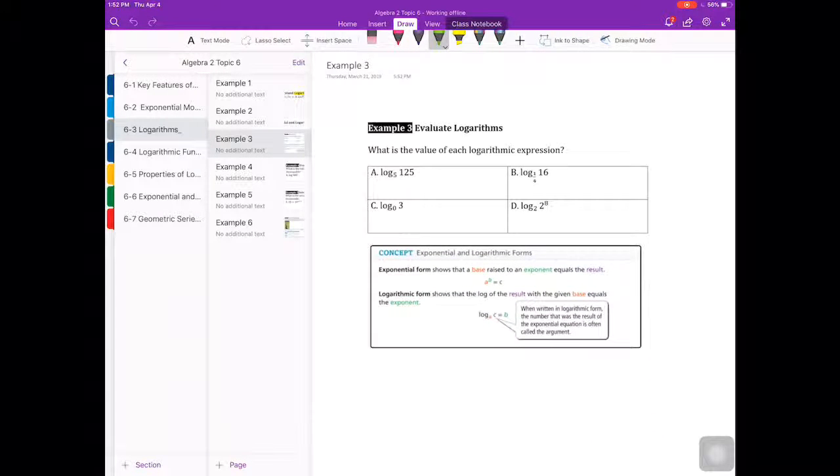So now question 3 asks us, what's the value of each logarithmic expression? Sometimes it's really easy to see. Sometimes you need to just put it in your calculator. So this is 5 to the x equals 125. Well, if I put this in my calculator, it should give me 3.